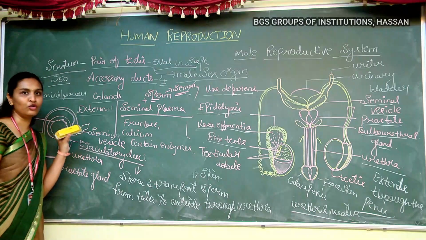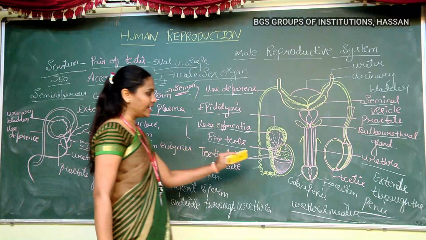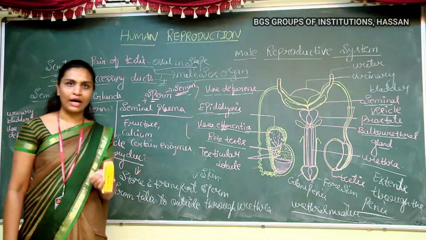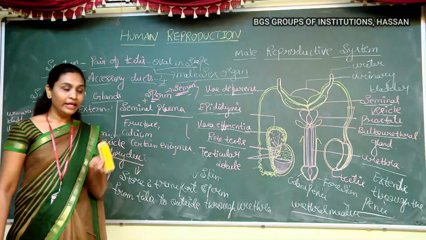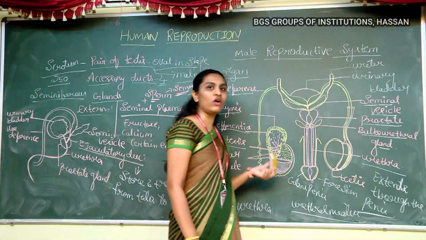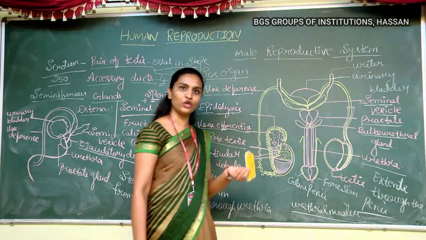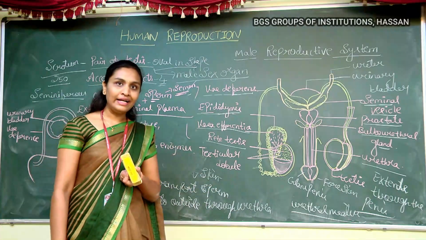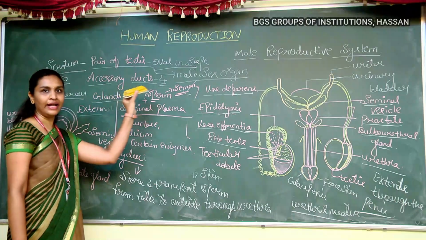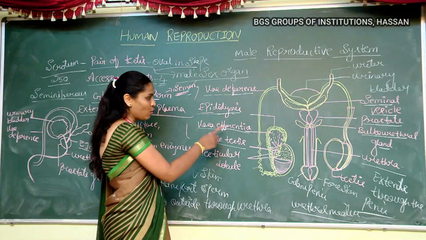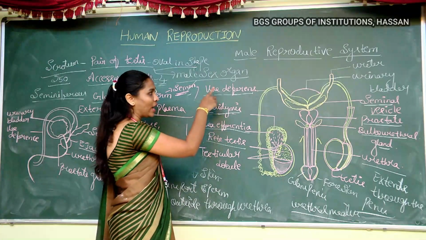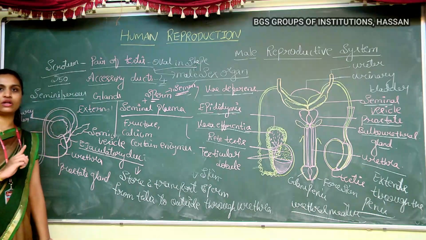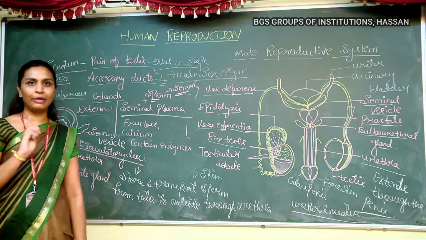See, this is about the human male reproductive system. It contains a pair of testes, oval in shape, containing 250 compartments called testicular lobules. Each lobule contains 1 to 3 highly coiled structures called seminiferous tubules. And it contains 4 accessory ducts: rete testis, vasa efferentia, epididymis and vas deferens. These help in the transportation of sperms and are not involved in gamete formation.